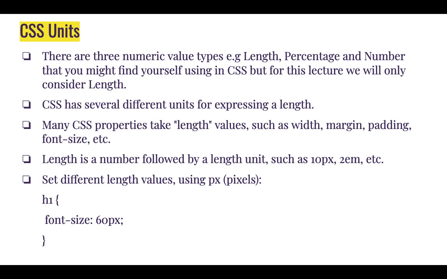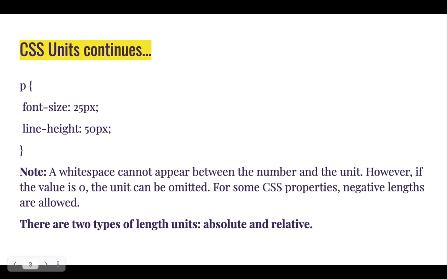Set different length values using pixels. A white space cannot appear between the number and the units. However, if the value is 0, the units can be omitted. For some CSS properties, negative lengths are allowed. There are two types of length units. The first is the absolute, and the second one is the relative.